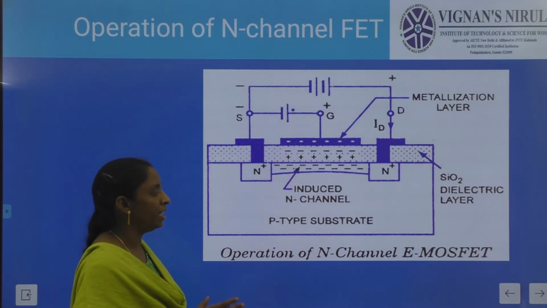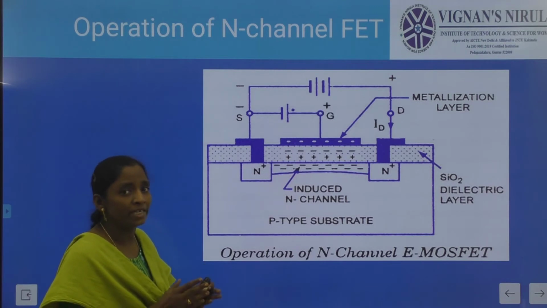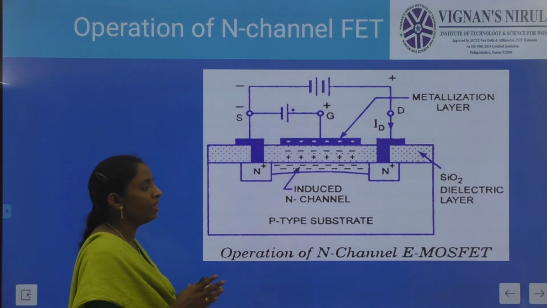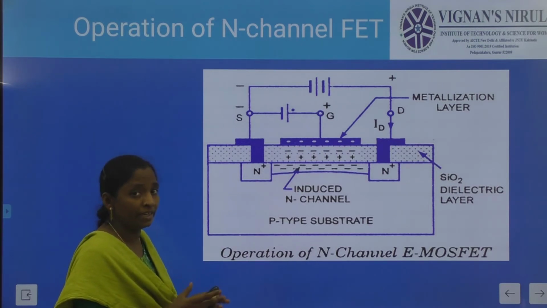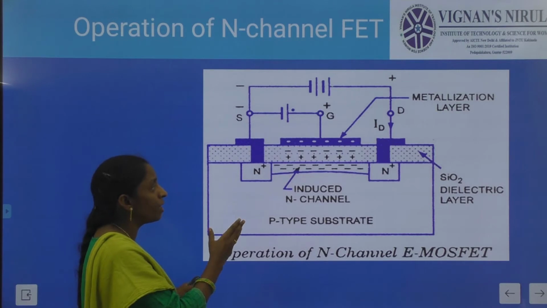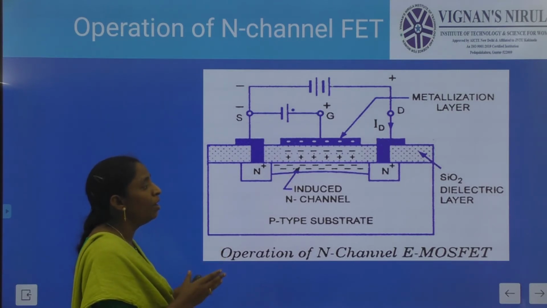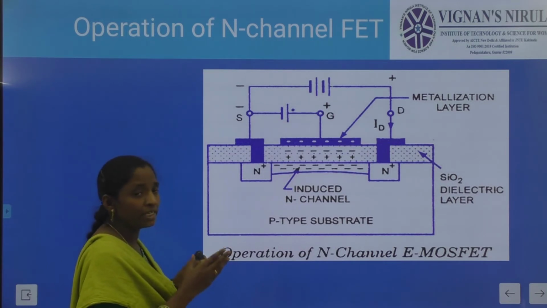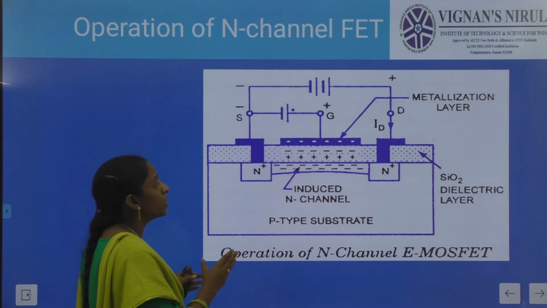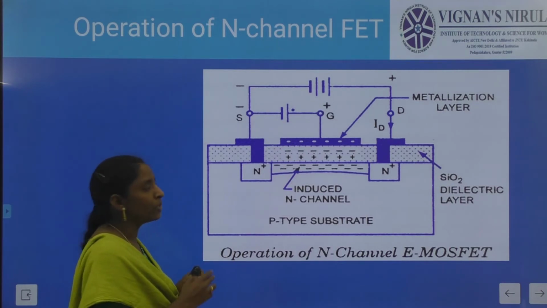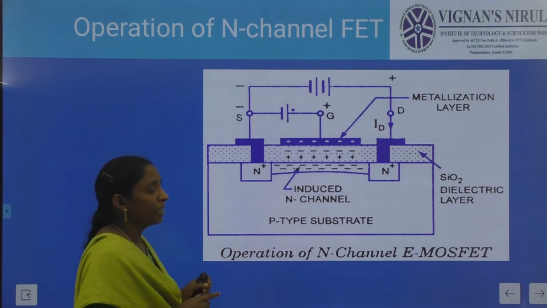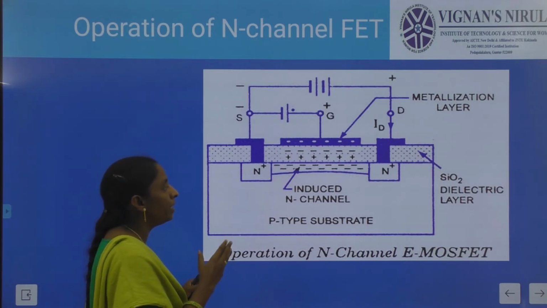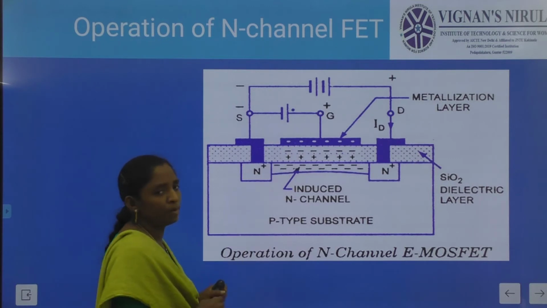Our intention in the enhancement MOSFET: what is the main principle or property? The majority charge carriers will increase. So by application of positive voltage at the gate terminal, more electrons are induced, and electrons, the majority charge carriers, move from source to drain, and an induced electric field is developed perpendicular to the parallel plate capacitor.